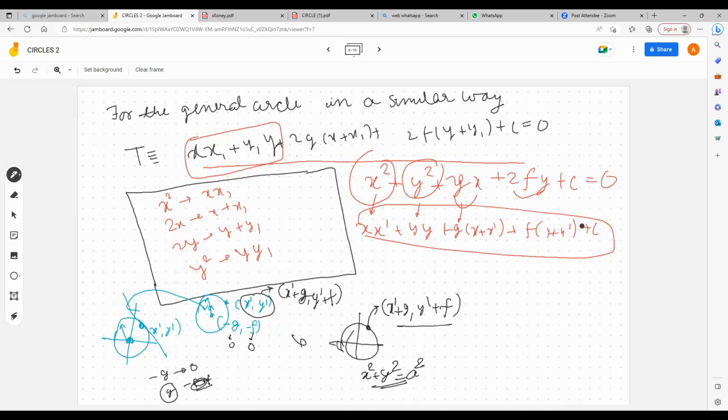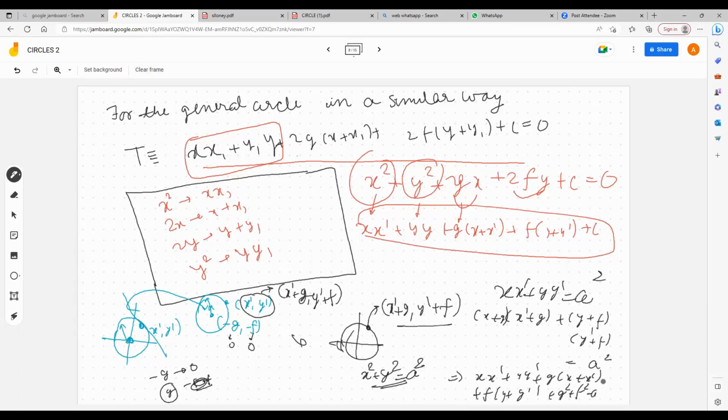So this was our earlier equation. Now what we need to do is just replace x with x plus g, and y with y plus f. Now you can see that these two equations are the same. So this was it. And we can also do it in the previous way, how we did it for x square plus y square equals a square.